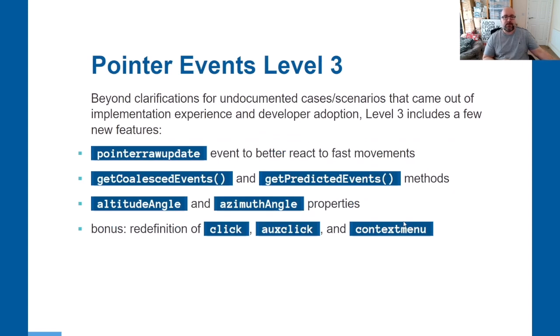Now, Pointer Events Level 3, beyond clarifications for undocumented cases and scenarios that have come out of implementation experience and developer adoption, includes a few new features. The Pointer Raw Update event to better react to fast movements, the getCoalescedEvents and getPredictedEvents methods, the altitude angle and azimuth angle properties, and as a little bonus, the redefinition of click, aux click, and context menu as actual pointer events.